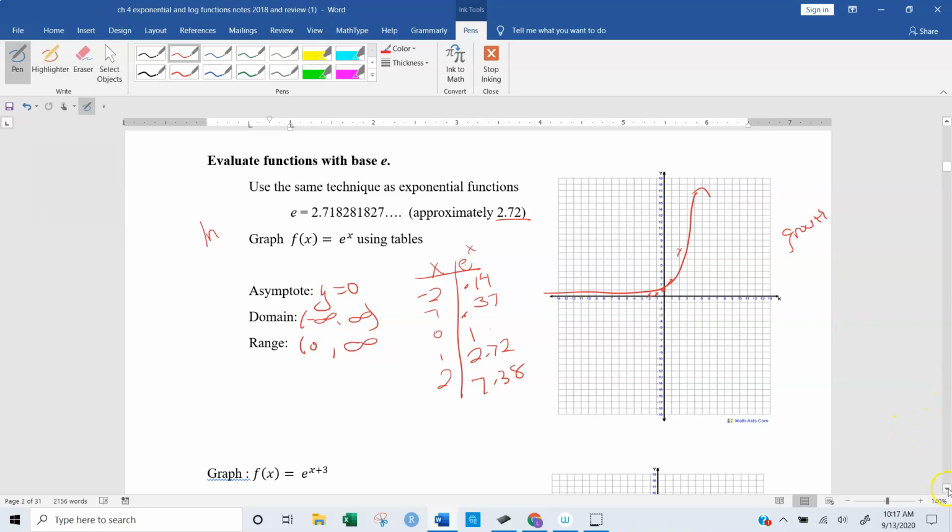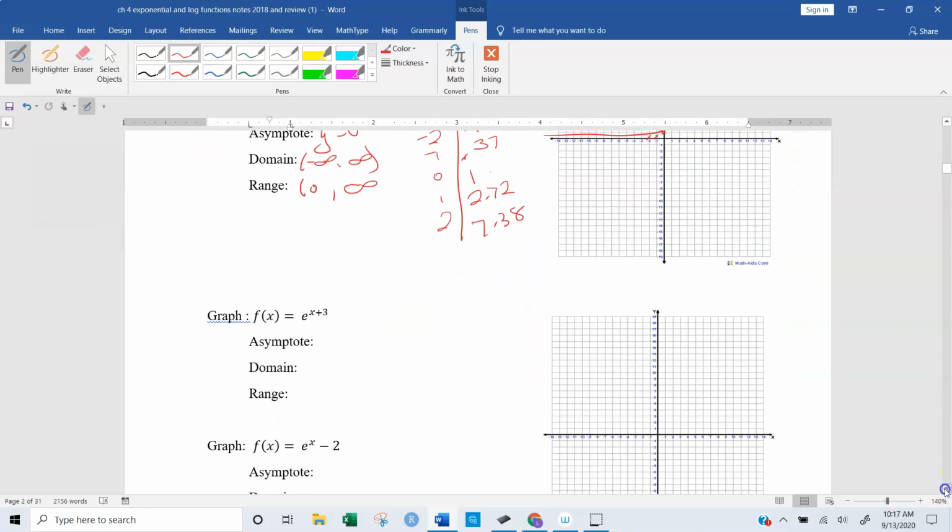These work just like x's. There's nothing else with our bases. So this here is going to move left 3. So we're going to take all of our points and move them left 3. So our 0.14 is going to go 1, 2, 3 over. Our 0.37 is going to go 1, 2, 3 over. Our 1 is going to go 1, 2, 3 over. Our 2.72 is 1, 2, 3 over, then our 7.38, 1, 2, 3 over, and graph in your shift.